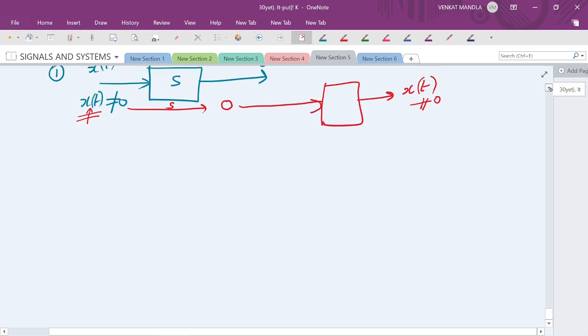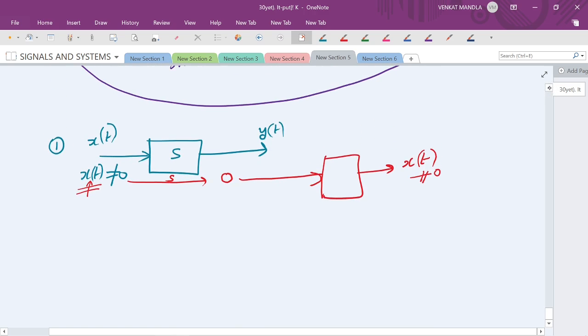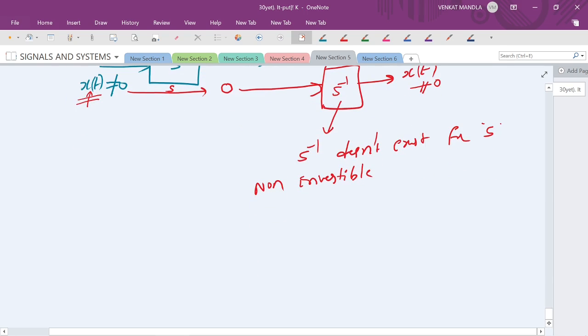So the first condition you have to check is, for any non-zero input, whether we are getting 0 output. If we get 0 output, it is a non-invertible system, because from 0 you can't get your original signal x of t by any system. So here S inverse does not exist. This inverse system does not exist for S; it is non-invertible. This is one condition.